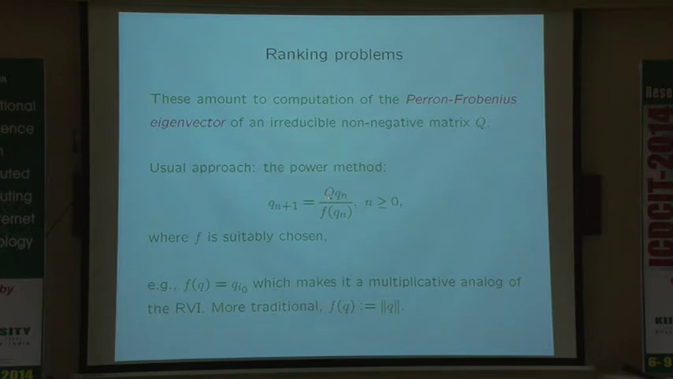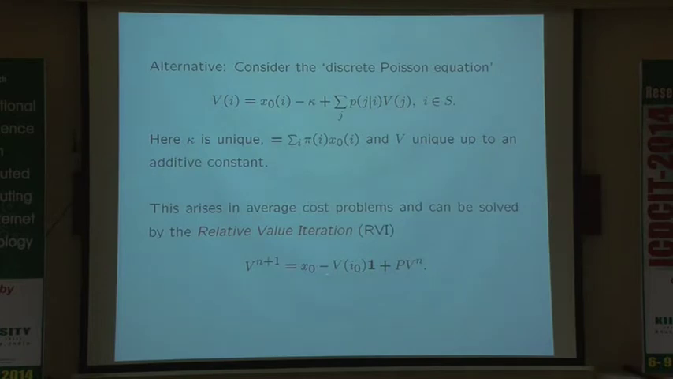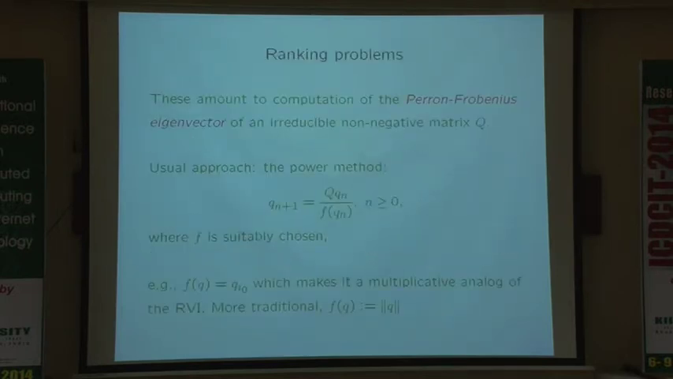Usually it's q_{n+1} = Q q_n, then you normalize, usually by dividing by the norm of q_n. Here I have put a somewhat more general F. I am going to use q_{i0}. If I plug in q_{i0} here, it just becomes a multiplicative analog of that scheme. Essentially, I won't go into it: you replace plus by times and minus by divide, and you end up with this multiplicative counterpart of that scheme. Okay, so this is the deterministic algorithm.